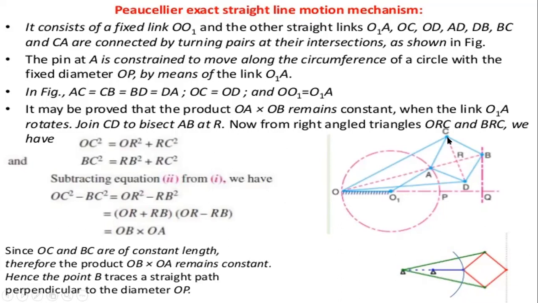Next, we are taking the second triangle, where BC square is the hypotenuse of the second triangle BCR, which is the smaller triangle. We apply the same Pythagoras theorem, side square plus side square is equal to hypotenuse square, which we applied in the earlier triangle also. So BC square is equal to RB square plus RC square.